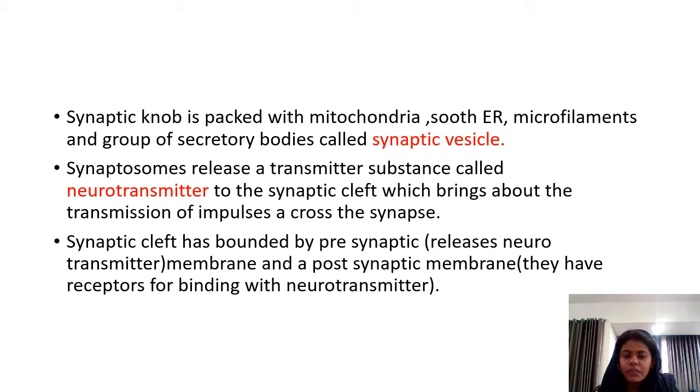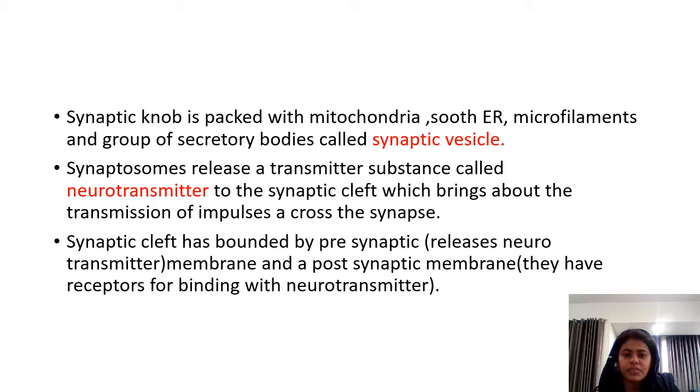The synaptic knob is packed with mitochondria, smooth endoplasmic reticulum, microfilaments, and a group of secretory bodies which are called synaptic vesicles. They are secretory bodies, that means inside the vesicles something is present, that is called a neurotransmitter. So these secretory bodies are called synaptic vesicles.